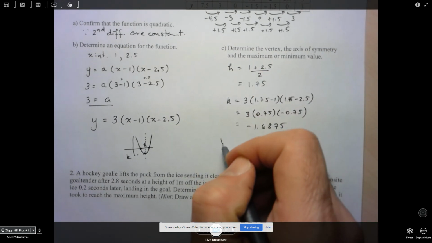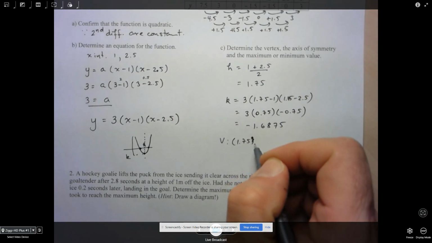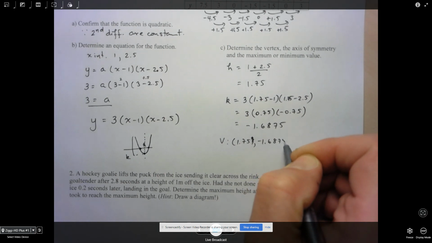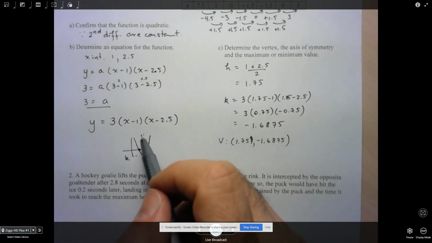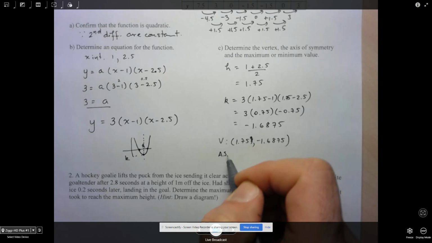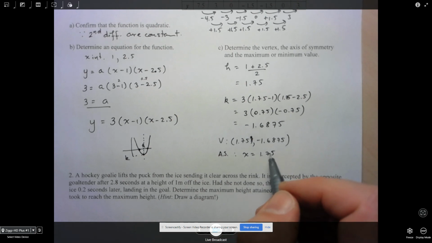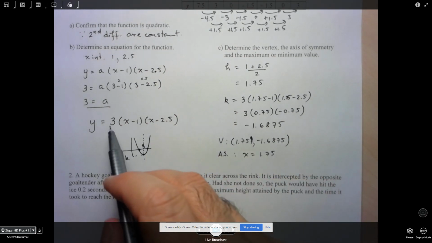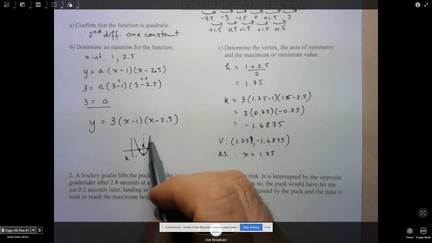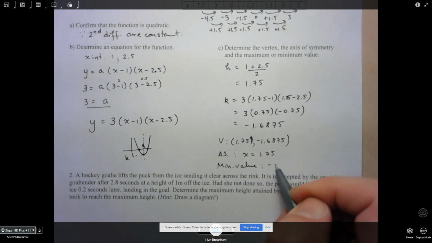So determine the vertex. Well, the vertex is just going to be (1.75, negative 1.6875). Okay. What's our axis of symmetry? Now remember, the axis of symmetry is a line. It's a vertical line. So the axis of symmetry is going to be x equals 1.75. Okay, not just 1.75. 1.75 is a number. X equals 1.75 is a vertical line. And lastly, the maximum or minimum value. Well, in this case here, because the a value is positive, it opens upwards, so we have a minimum value. So our minimum value is just the y value of the vertex, which is negative 1.6875.